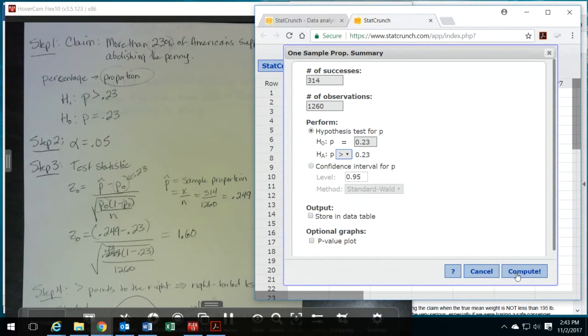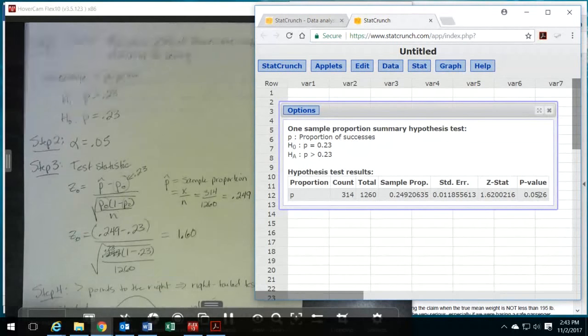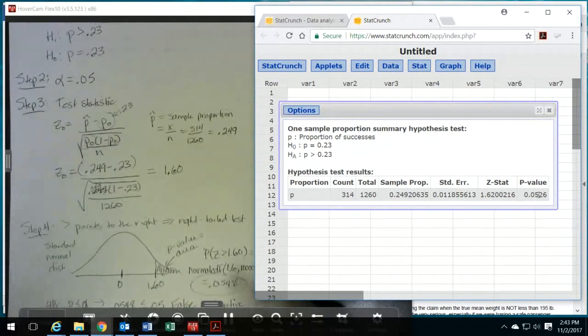And then that's all we have to do for this. And this will calculate our sample proportion, it will calculate our test statistic, and it will calculate our p-value. So we can even just use this to test to make sure that we came out with something close to the right values. So here our sample proportion was 0.249, and they didn't round it quite as much as I did. So their test statistic is here where it says Z-stat.